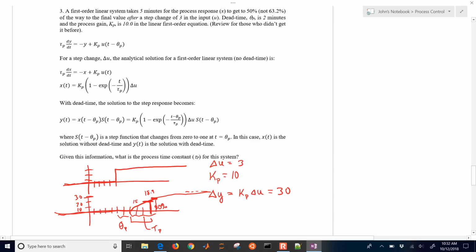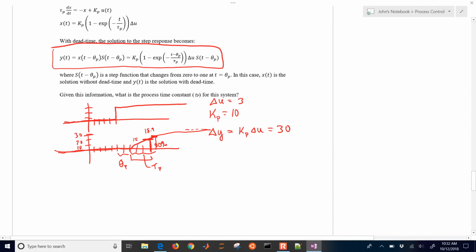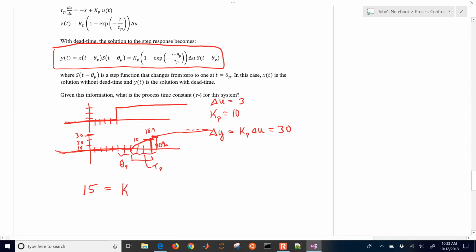So let's go ahead and use our formula. Let's start with this one right here, which is the explicit solution for a system with dead time for a step input. Okay, so we know that this y value at 50%, this y of t, is going to be equal to 15. It's halfway there. And then we have Kp times delta U, and we know that is going to be equal to 30. So let me just put in 30.